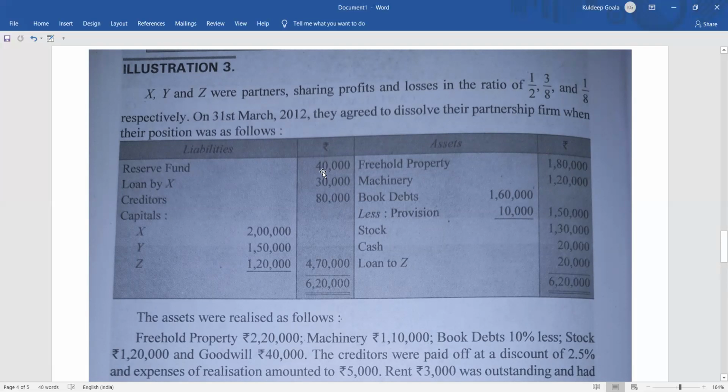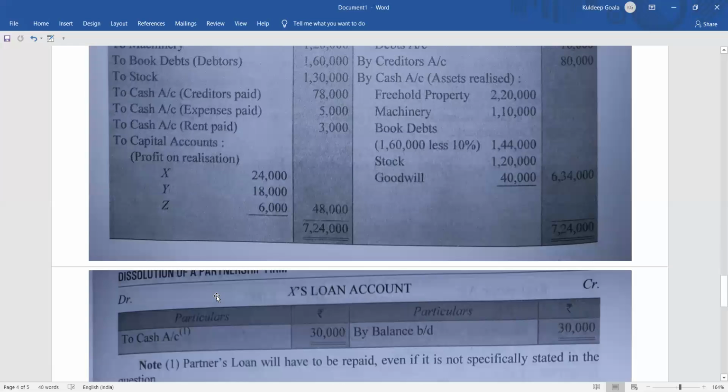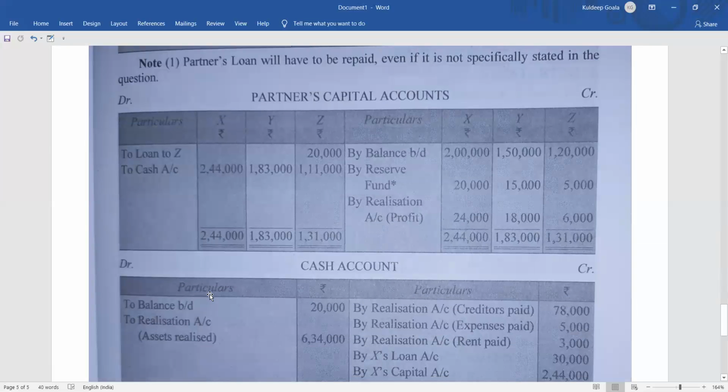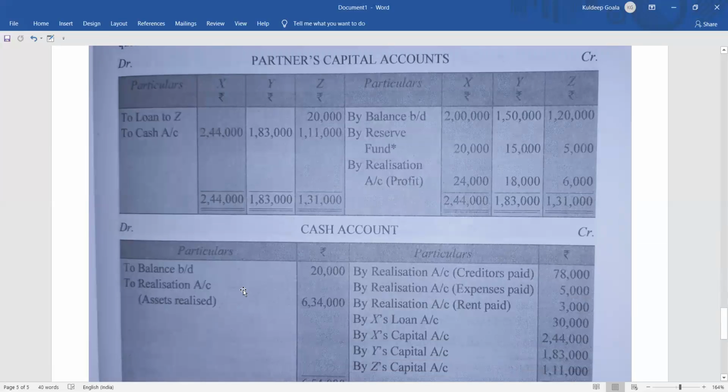This reserve fund of 40,000 will go in the partners account in which ratio? 4:3:1 ratio. The journal entry is like this: reserve fund account debit to X capital account, to Y's capital account, to Z's capital account. So you can simultaneously make the journal entry also, that will be good for you. So it will be by reserve fund account. By reserve fund 20,000 in case of X, 15,000 in case of Y, and 5,000 in case of Z.